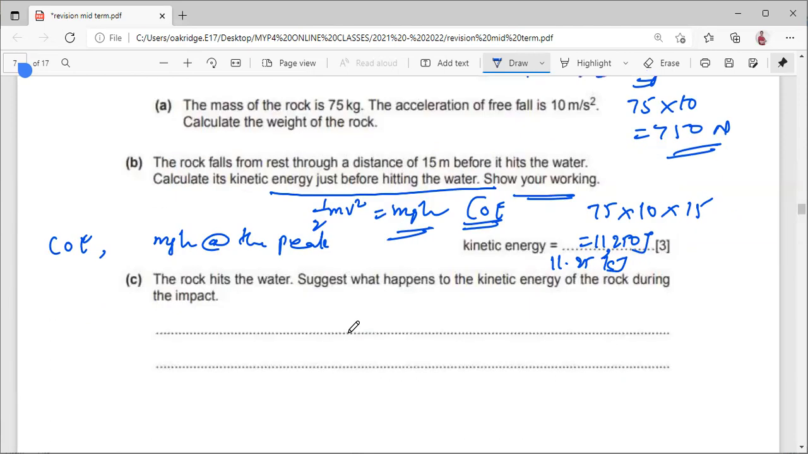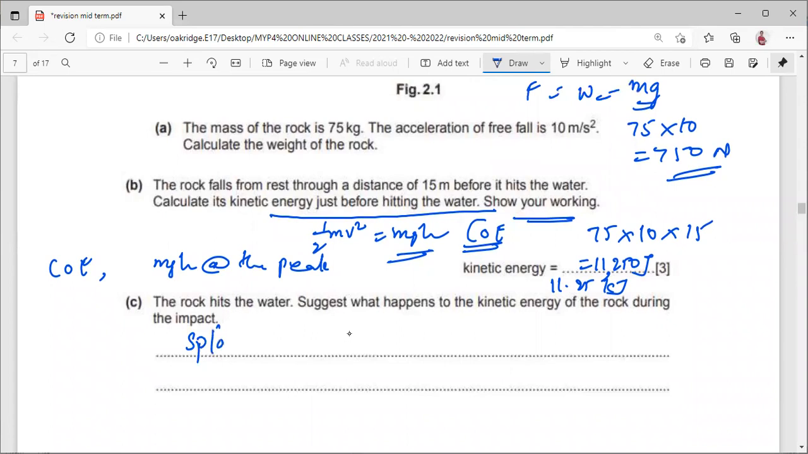The rock hits the water. Suggest what happens to the kinetic energy of the rock during the impact. The moment it hits the water, what happens? What do you observe? Does it say, okay, I'm hitting the water and I'm just giving all the energy to it? No. The moment you hit it, you hear a splash. What do you mean by splash? The kinetic energy is getting converted to sound energy, right? Getting converted to sound energy. And then waves are created.